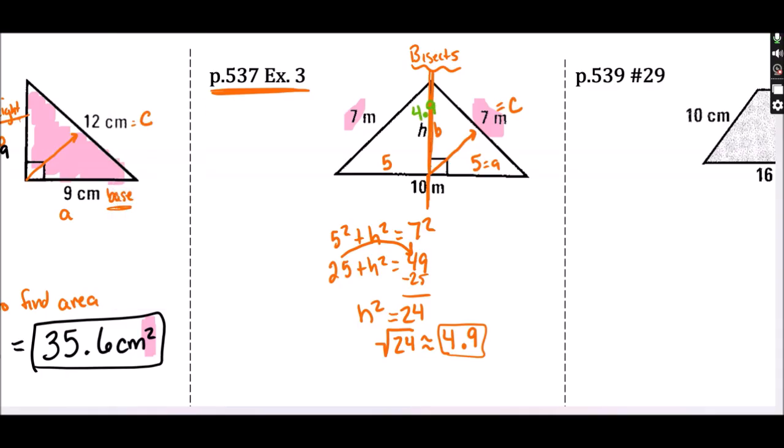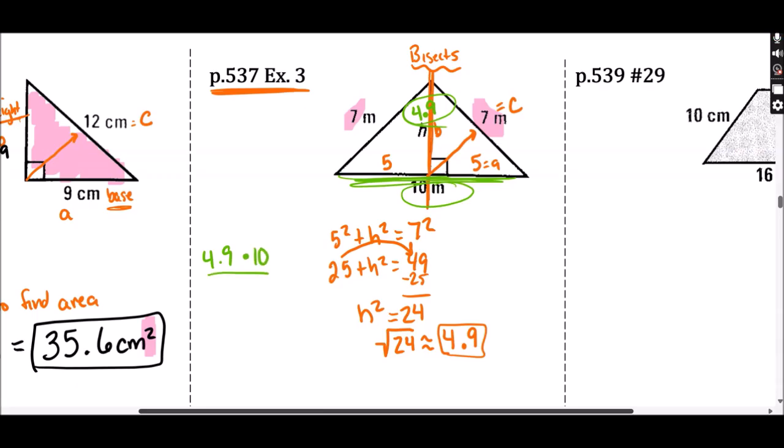So remember, I know the base of this triangle is 10. Okay, I know the height is 4 and 9/10. I'm going to multiply those together and divide by 2. So I'd have 4 and 9/10 times 10 divided by 2, which gives us a final answer of 24 and 5/10 meters squared as the area for that triangle.